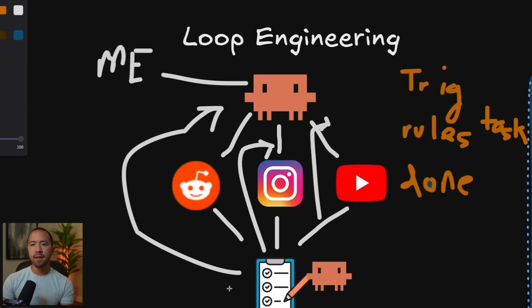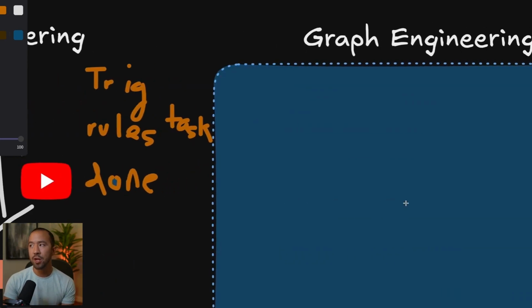But the thing that we ran into with loops is that a single agent starts running out of context when you have all these jobs. If you have it trying to do Reddit, and then the next task is Instagram, and then YouTube, and then read emails, and the next thing, it runs out of context room. So that's where we get into graph engineering.